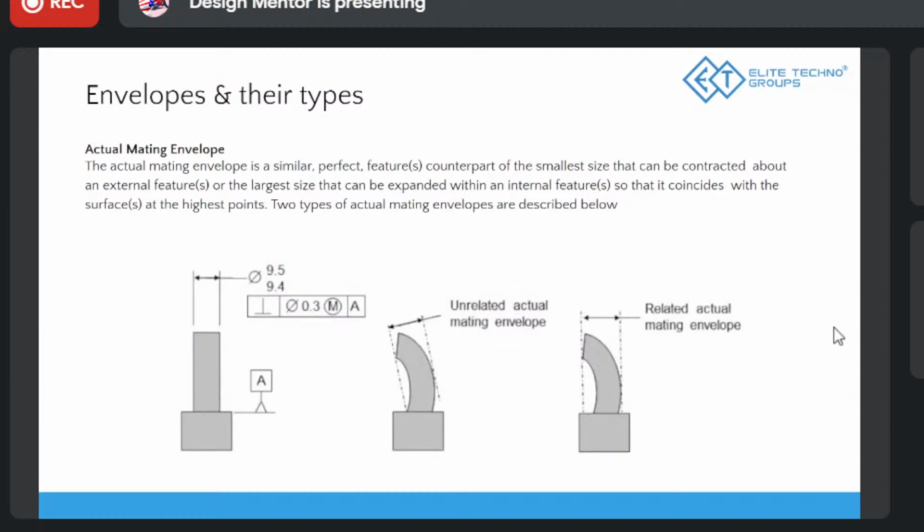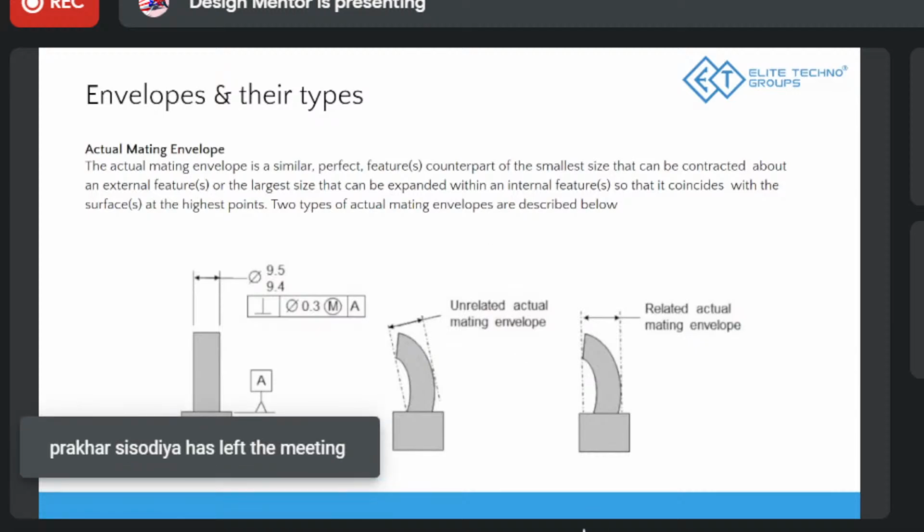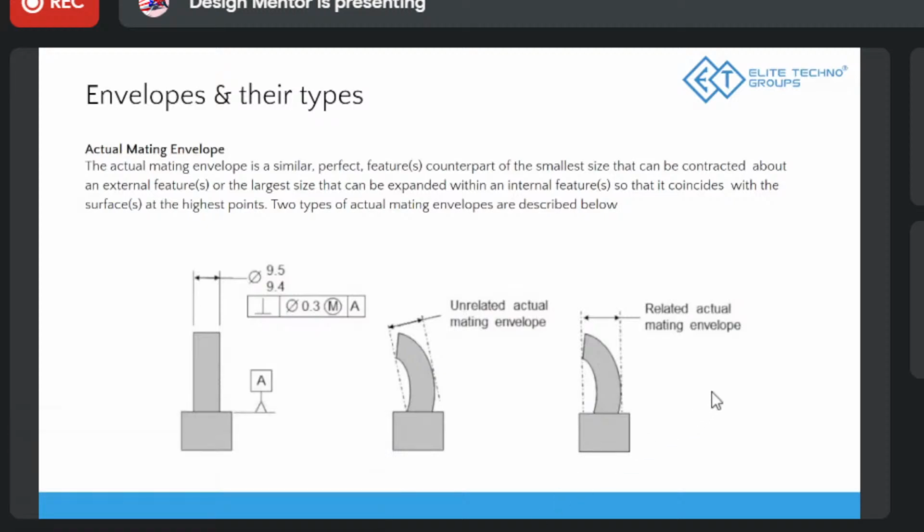Let's imagine you have a shaft like the image given here. What will be an envelope of a shaft? It will be like a very thin pipe, right, which can cover the shaft. So that is an envelope. Even in the definition, it's written in a similar fashion. So what is an actual meeting envelope? It is a similar perfect counterpart. If you have a shaft, the counterpart of it is a pipe, like a hole kind of thing, right? If you put it upon that, you can cover it, right? In that fashion, the definition is further explained.